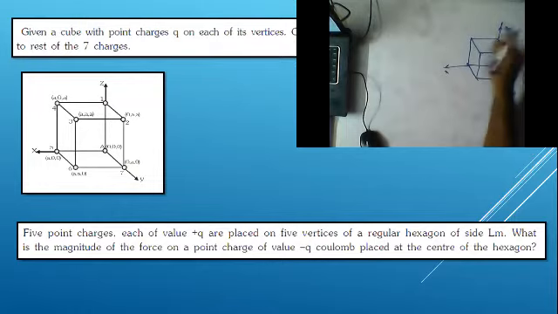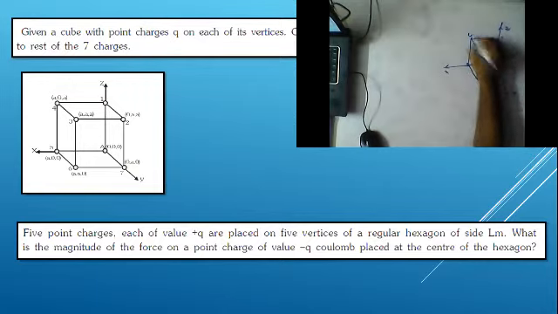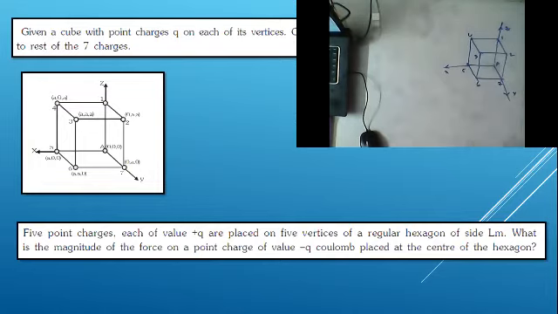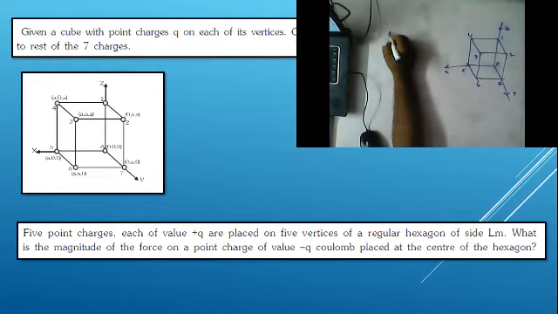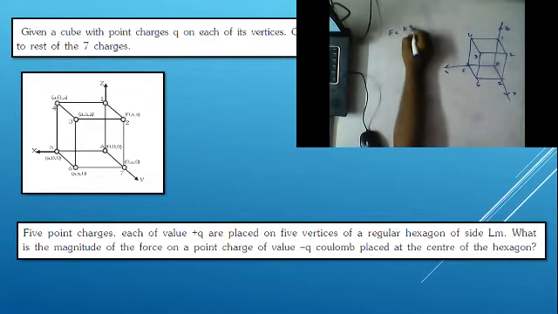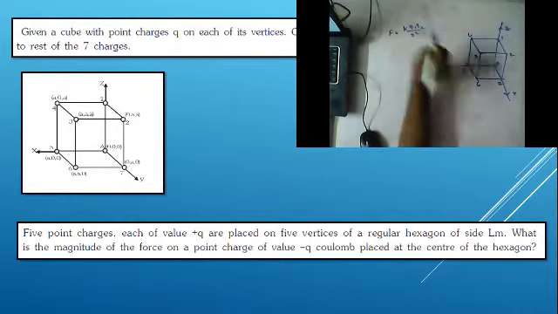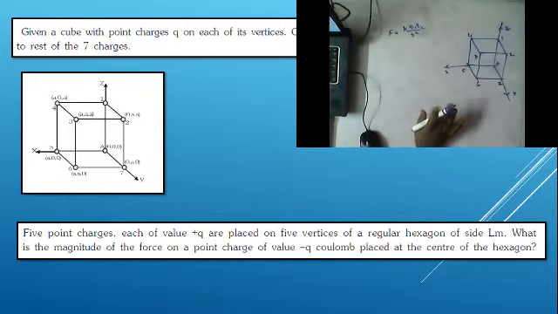I'm not writing everything because it is detailed in the diagram. So it is 1, 2, and this is 3, 4, and 5, 6, 7. Now here, guys, these are the points. First of all, what is the formula to find the force? The formula for the force between two charges is F equals K Q1 Q2 by R square. But if you observe clearly, this is a three-dimensional problem.